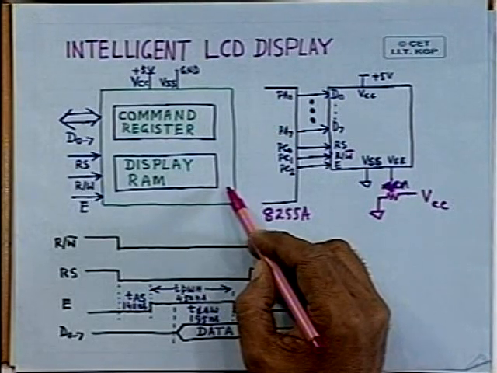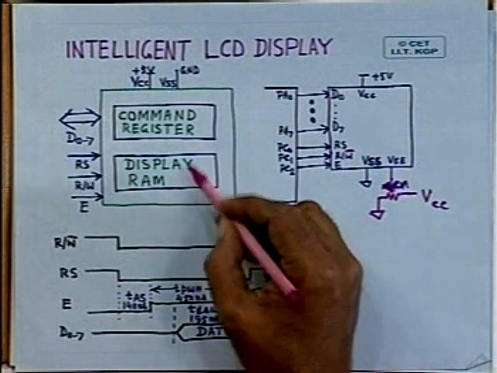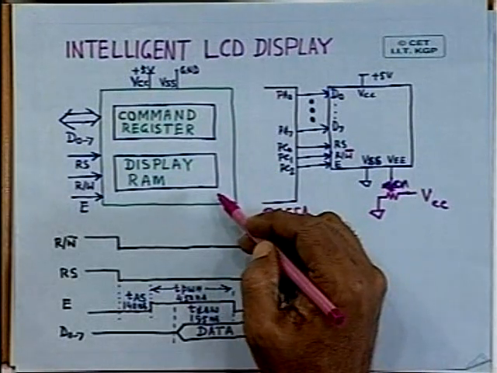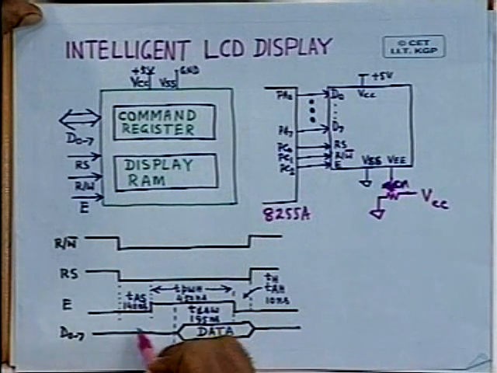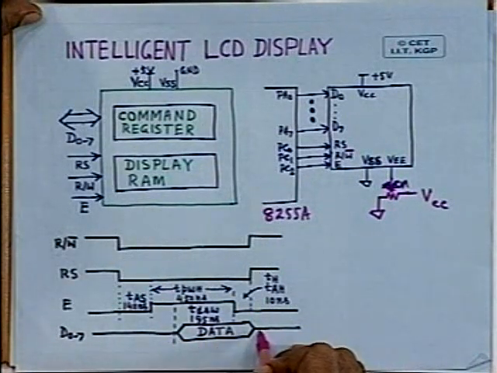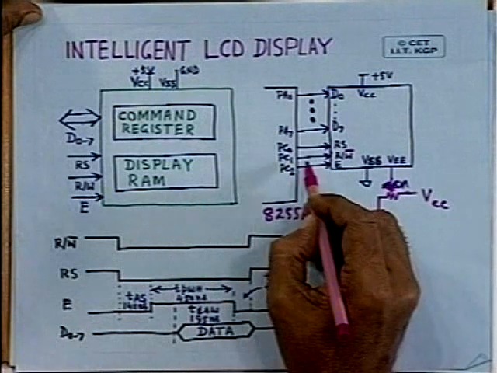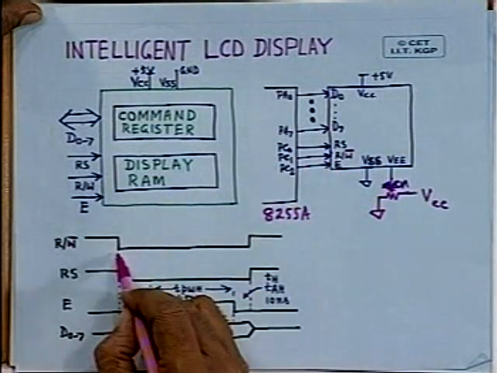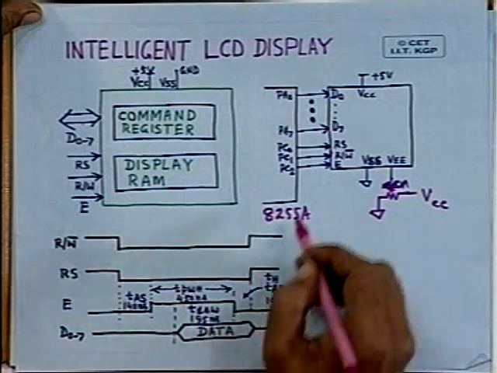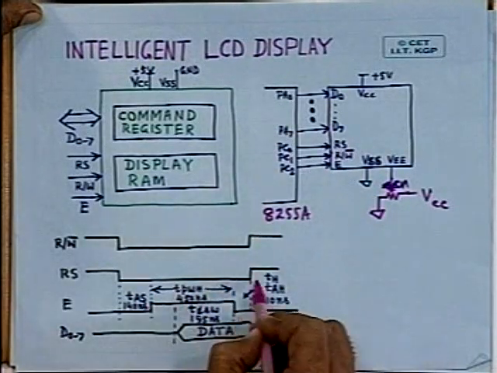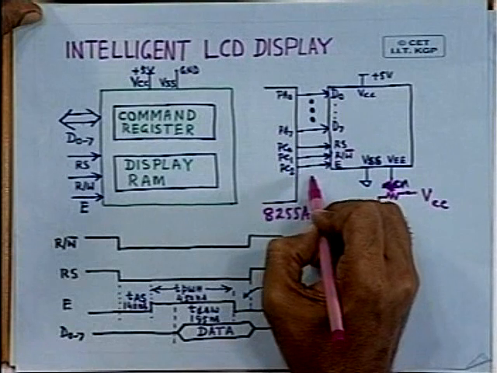Obviously, read write is not a very fast process, the device is not compatible in speed with the microprocessor. So, this is the typical timing diagram. For example, you generate the read write signal. So for writing, this has to be low, and then you make the register select line high or low, this RS.